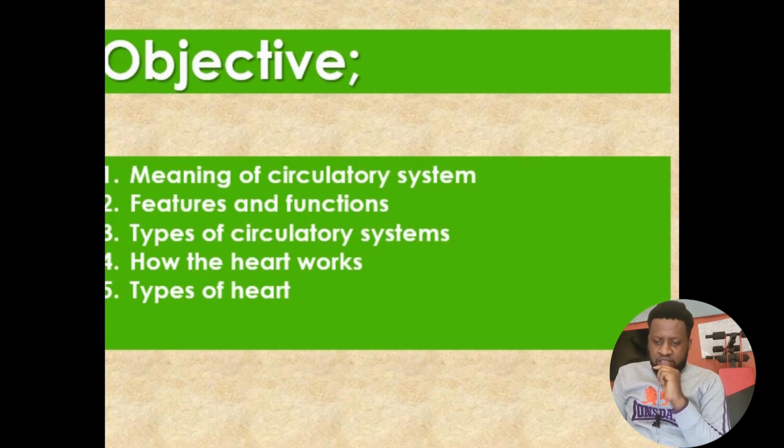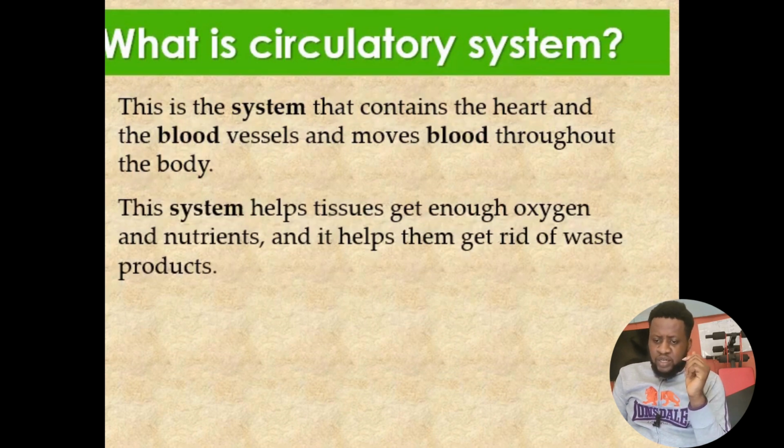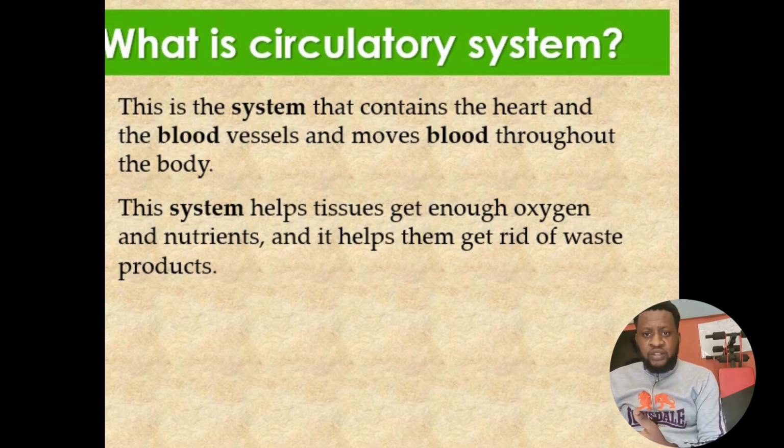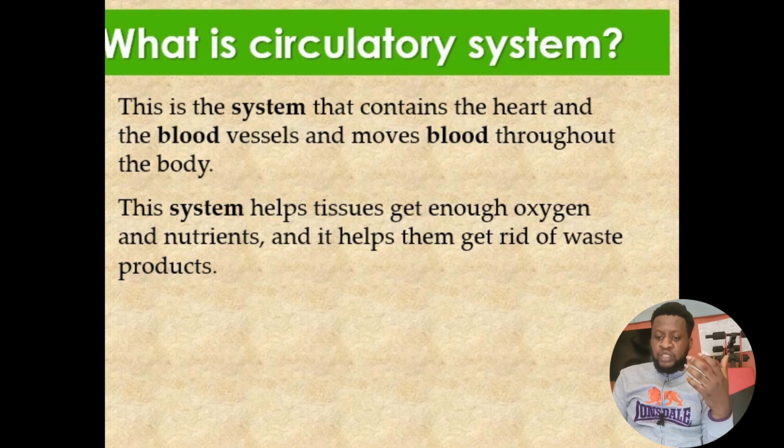All right, so let's look at the circulatory system. Now, like I said before, a system refers to different components. When you talk about the components, we talk about the heart, we talk about the blood vessels, and then we talk about the blood itself. So these are the components that make up the circulatory system.